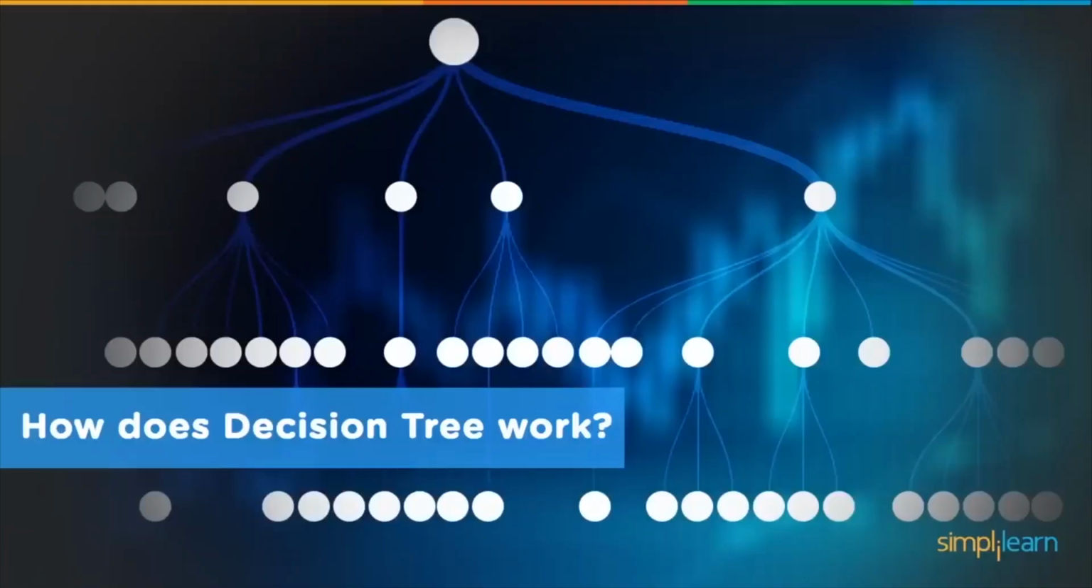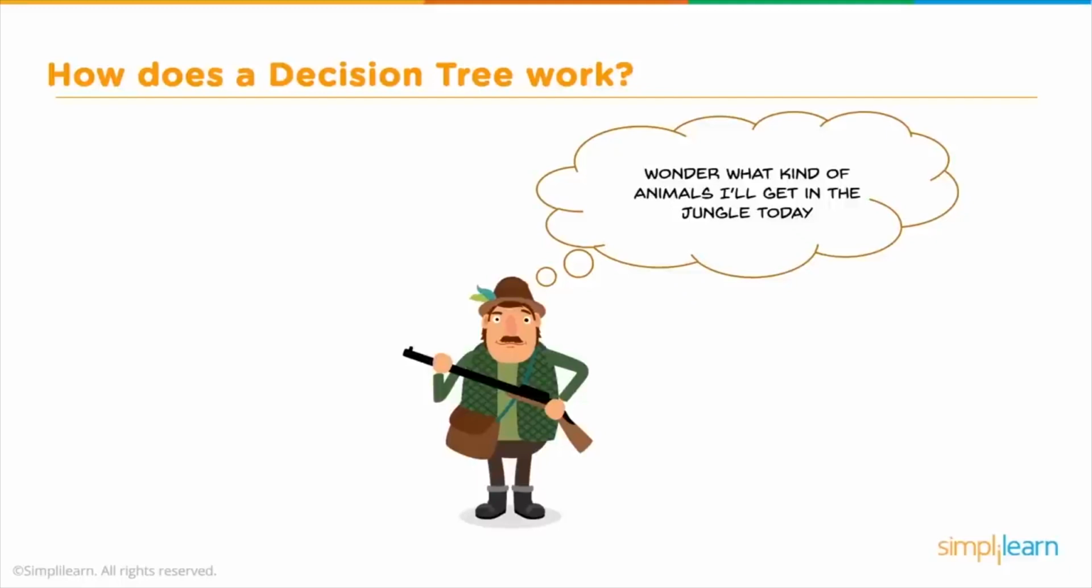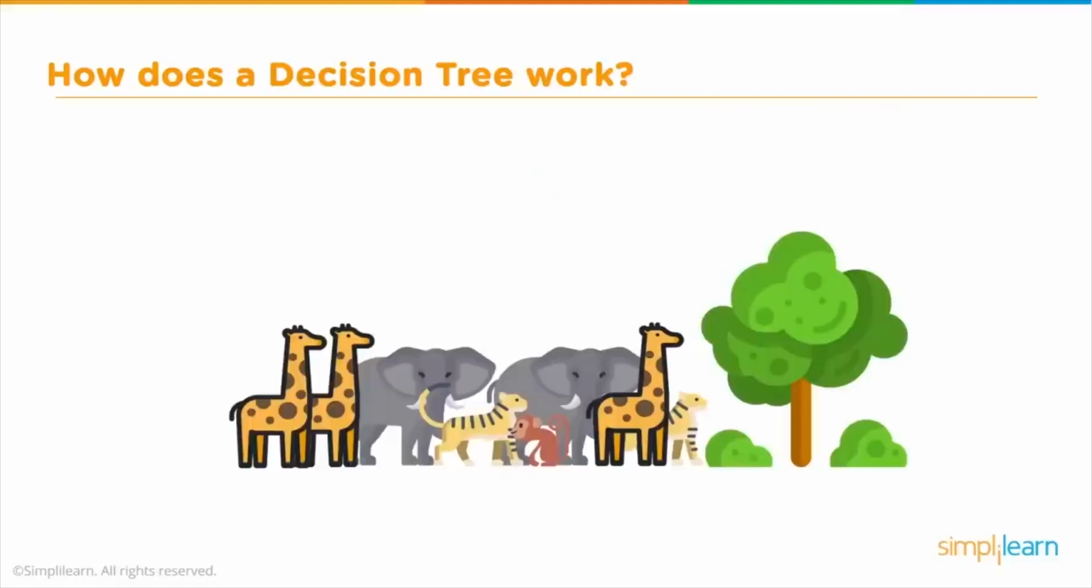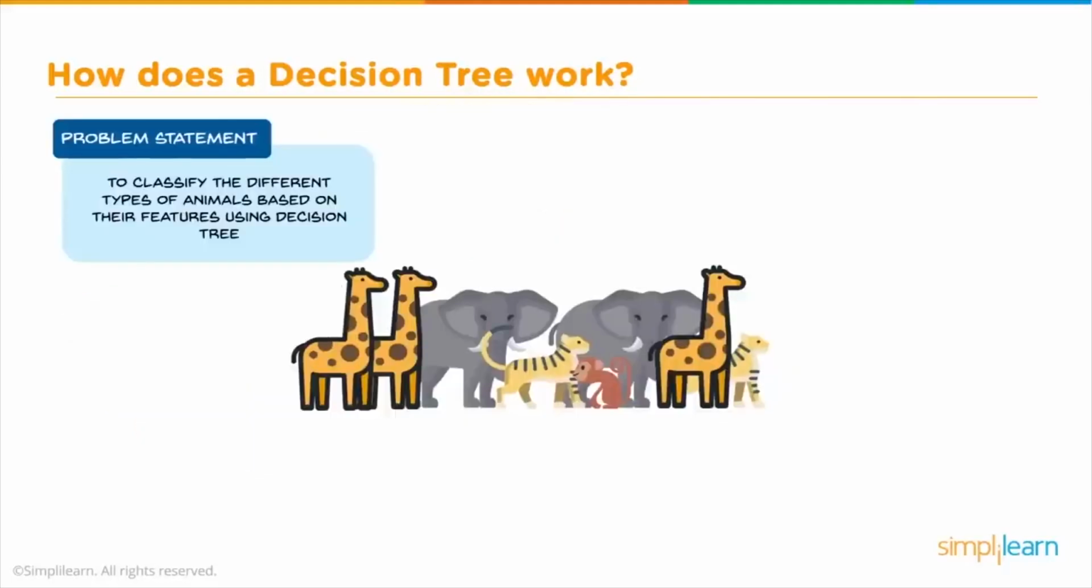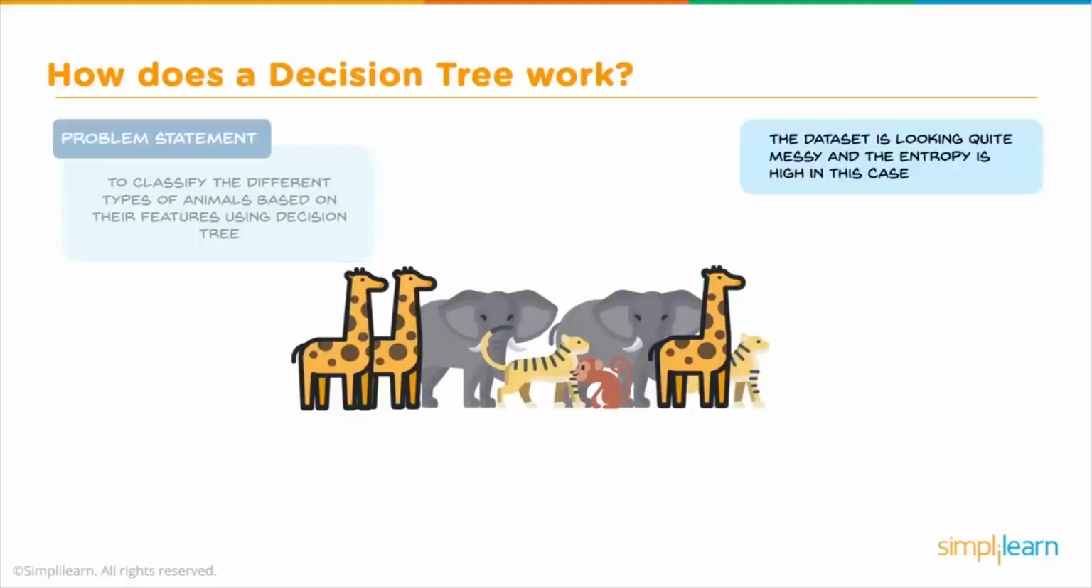How does a decision tree work? Wonder what kind of animals I'll get in the jungle today? Maybe you're the hunter with a gun, or if you're more into photography, you're a photographer with a camera. So let's look at this group of animals and let's try to classify different types of animals based on their features using a decision tree. The problem statement is to classify the different types of animals based on their features using a decision tree. The data set is looking quite messy and the entropy is high in this case.